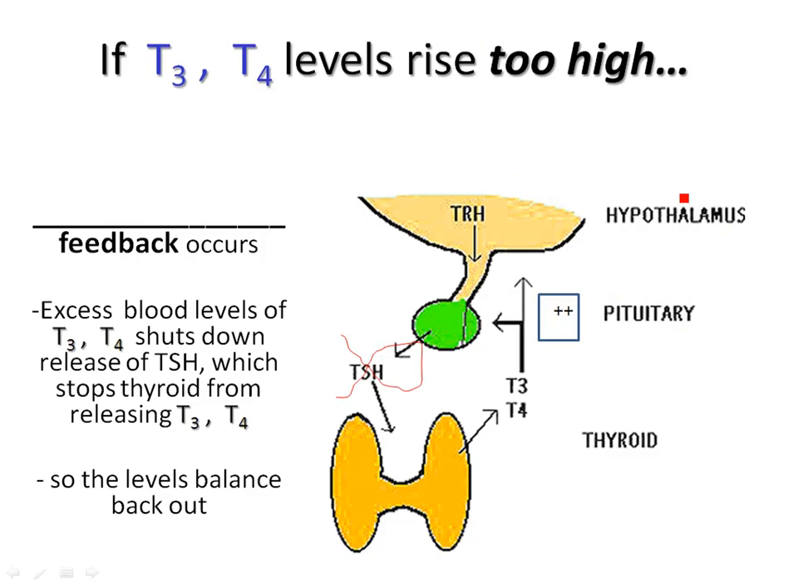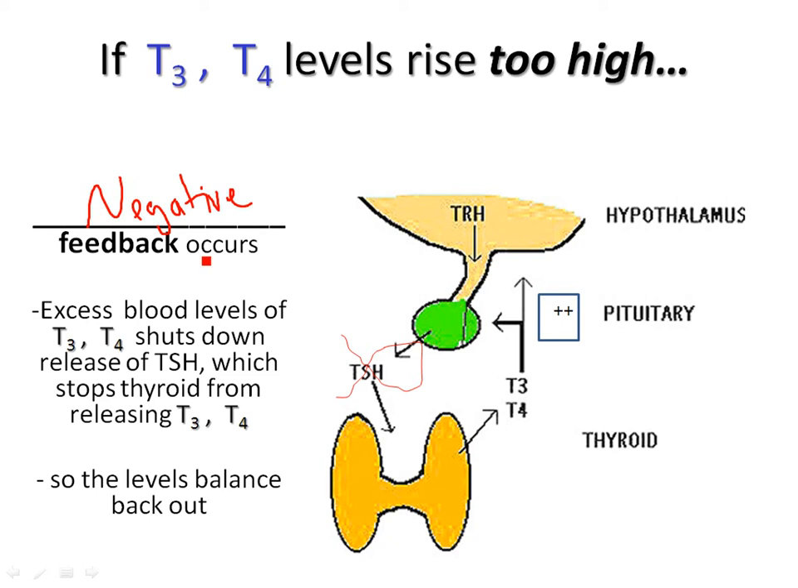Now, on the other hand, in a normal, healthy person, if the levels become slightly too high, we've got to correct for that as well. So negative feedback is going to occur. Again, most hormones are controlled by negative feedback. Only a few are controlled by positive.